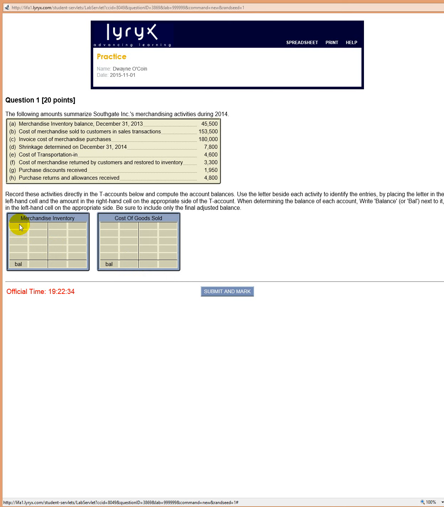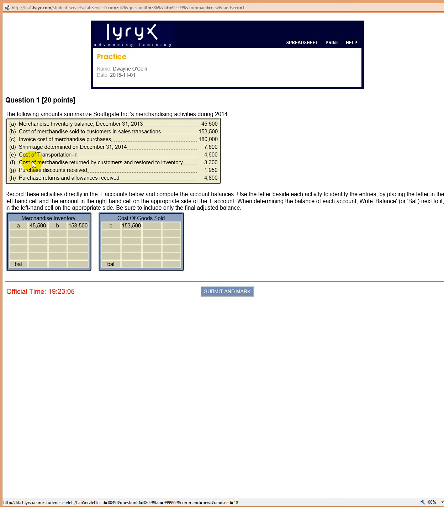So transaction A, merchandise inventory, we had an opening balance of 45,500. So that needs to go into merchandise inventory, no counterpart in cost of goods sold. Cost of merchandise which was sold to customers in sales transactions, though, comes out of inventory, 153,500. Whoops. I guess I need to get to the right cell to do that. Okay, and that has an exact counterpart in the cost of goods sold account as well.